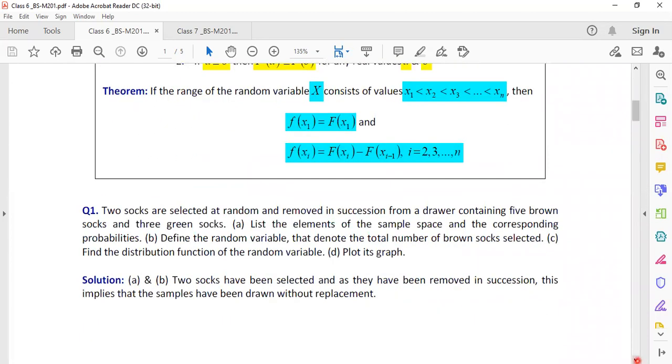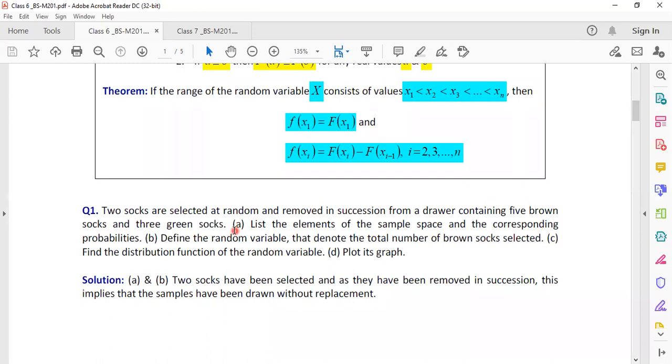I'm going to consider this question. The question has been taken from John Freund's book. So I'm going to explain what is happening over here. This is a very good example, and the discussion of one such example will clarify the thing to you.